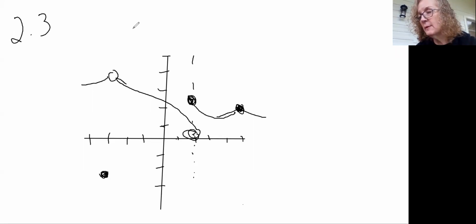Part A, is the limit as x approaches -3 equal to 4? Yes, it is right here. And notice it's from both sides. Part B, is the limit as x approaches 5 equal to f of 5? Yep, it sure is. Do you see that that's not an open circle?